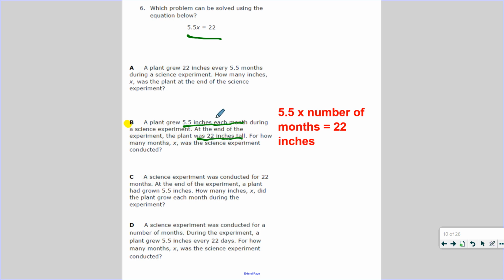So in 1 month it grew 5.5. If I made a table right here, in 1 month it grew 5.5, in 2 months it grew 11, in 3 months it grew 16.5. What is the relationship here? Multiplying. That's why B is the only one that makes sense.